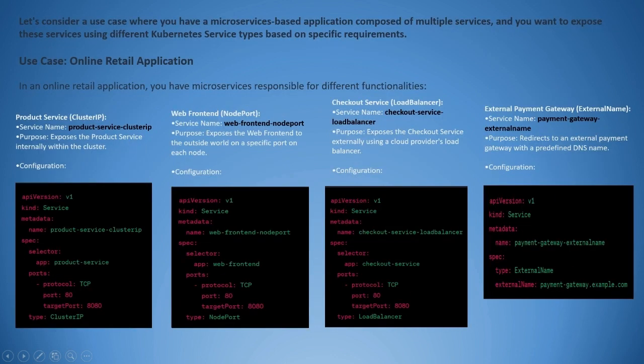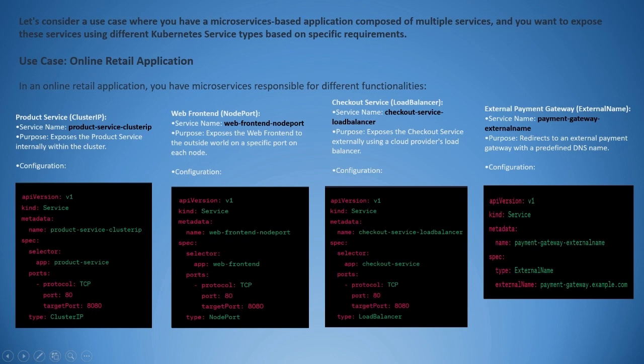Let's consider a use case where you have a microservices-based application composed of multiple services, and you want to expose these services using different Kubernetes service types based on specific requirements. Use case: online retail application. In an online retail application, you have microservices responsible for different functionalities. In this use case, each service is exposed using an appropriate Kubernetes service type based on its requirements.